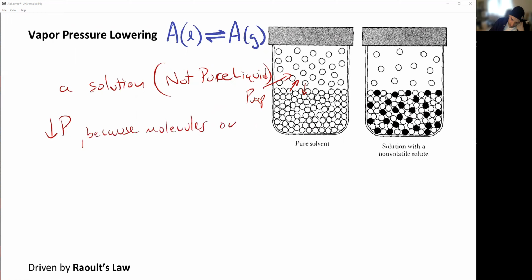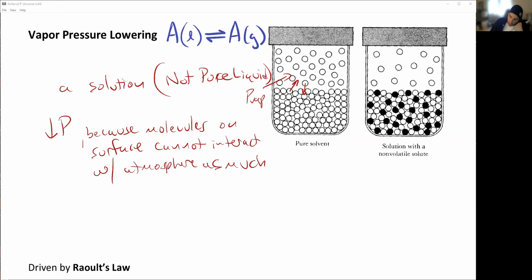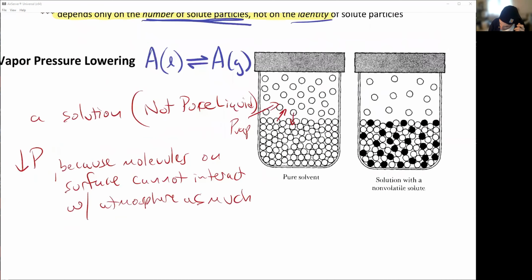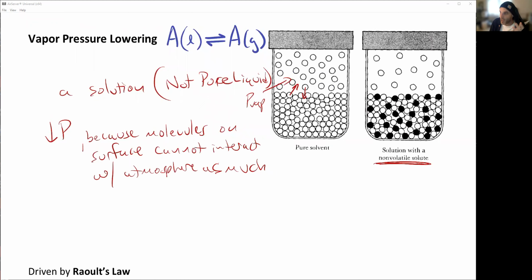on the surface cannot interact with the atmosphere as much. Okay, so if you have a really tall and skinny glass, you're gonna get less evaporation than if you have a very wide glass. And it's the same idea here. If we take a look at these pure solvent surface molecules versus the solvent with a non-volatile, non-volatile because then it becomes a much more complex scenario.